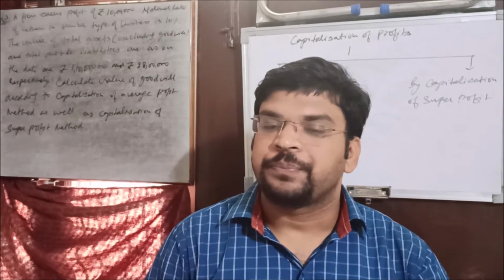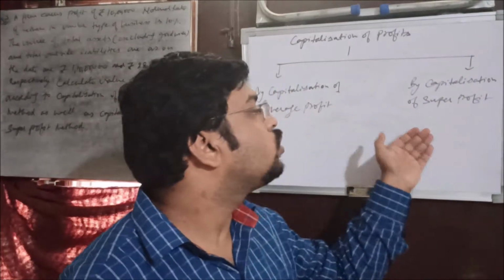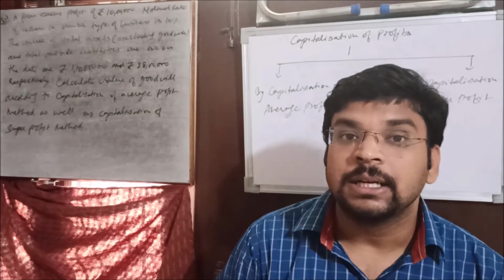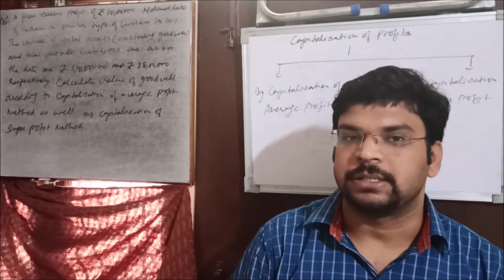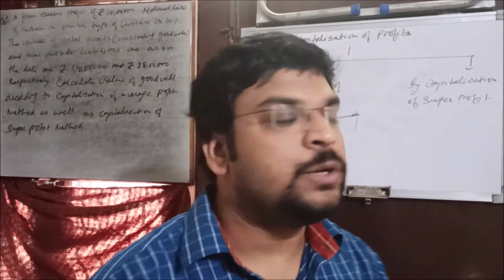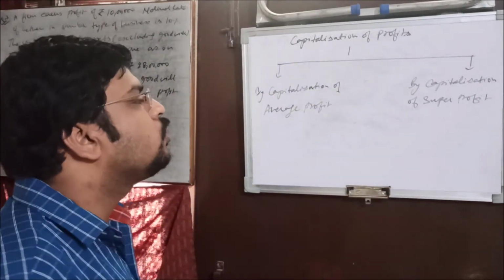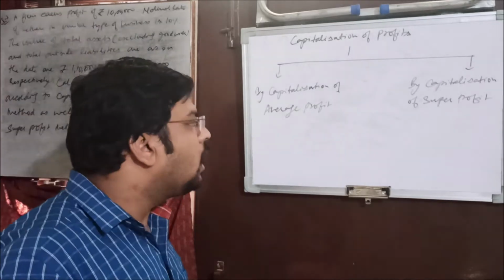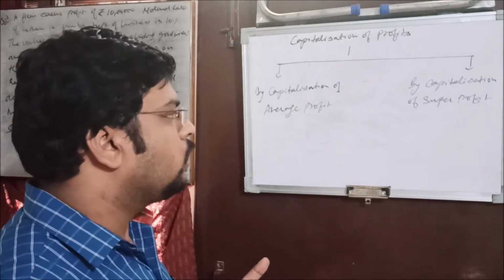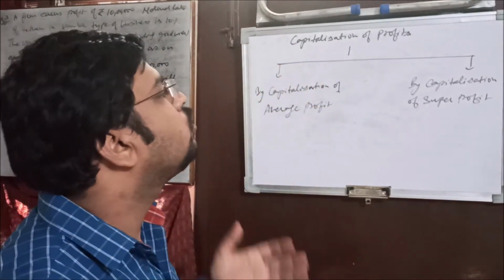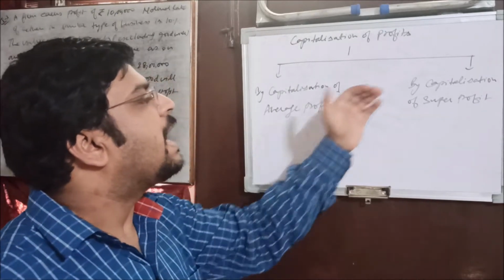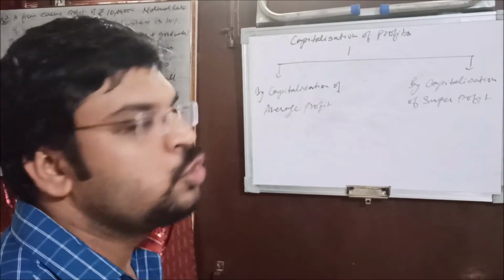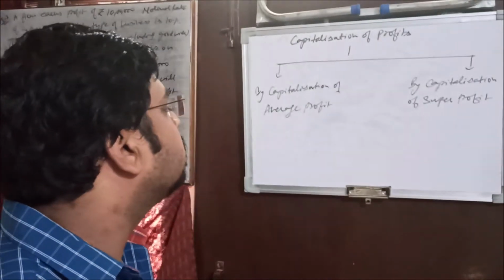Okay, and under the capitalization of super profit method, very first we need to calculate the super profit and then we need to capitalize it. How? I will explain, but we need to understand that the capitalization of profit method can be applied in two ways. Or you can say that there are two parts of this method. One, capitalization of average profit. Another, capitalization of super profit. Understood? Okay.